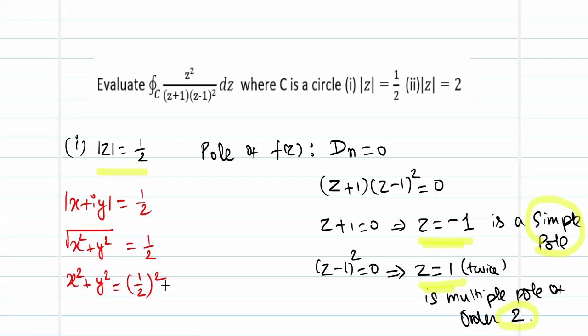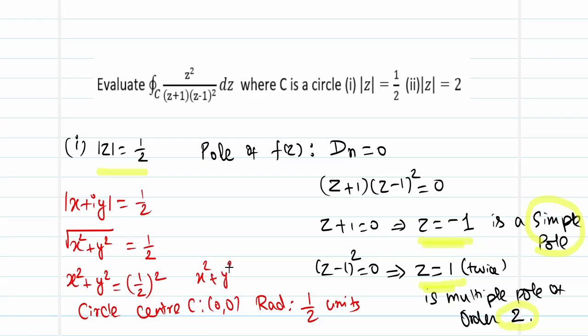Can you identify this equation? Yes, you are right. This represents a circle with center 0, 0 and radius equal to half units, because we know the basic equation for a circle is x square plus y square equal to r square. So this represents a circle with center 0, 0 and radius equal to half units.